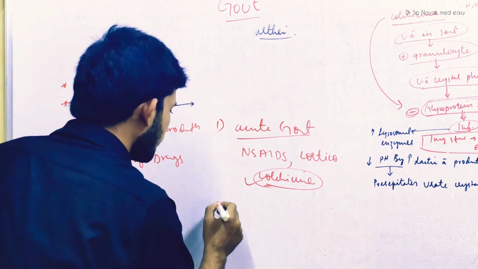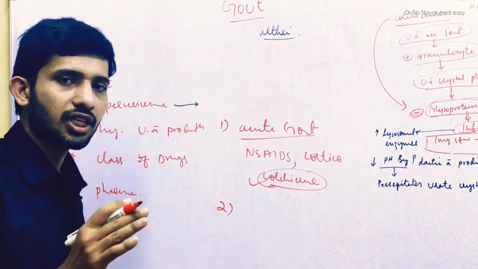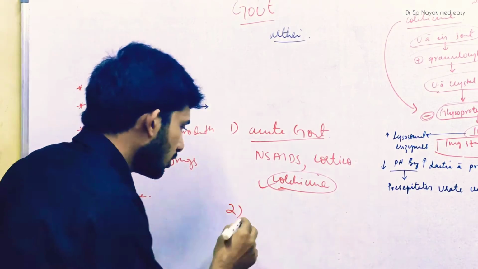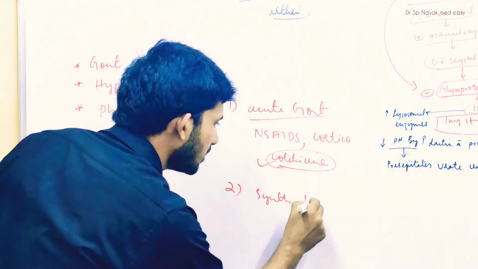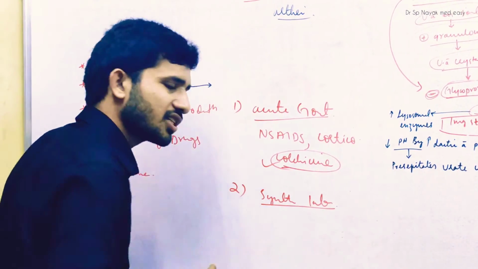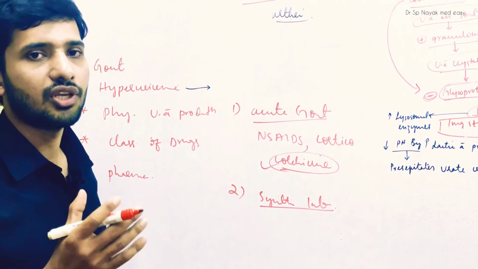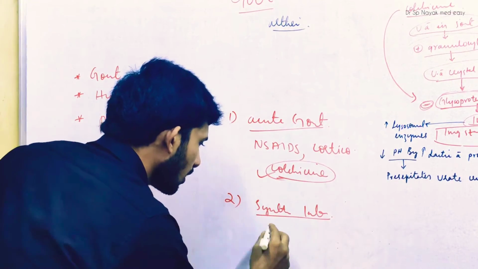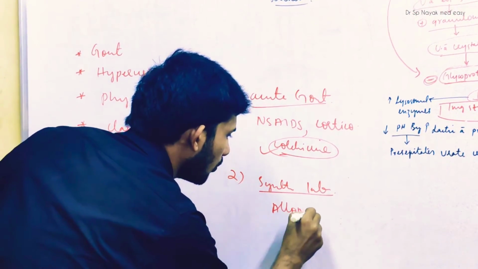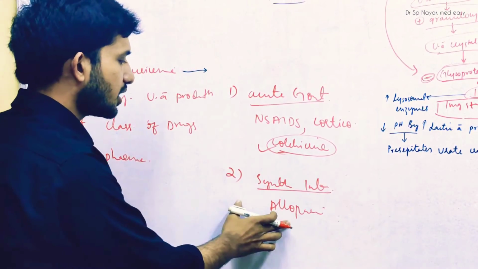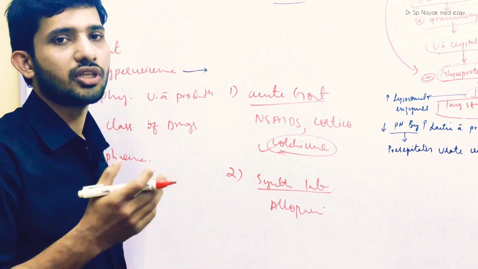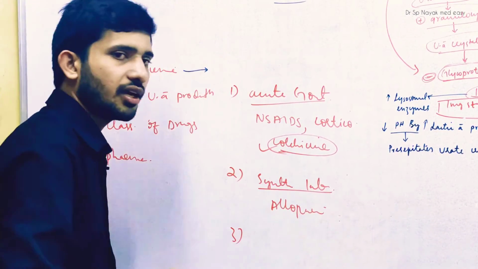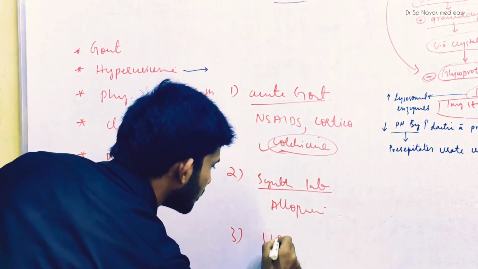The second class of drugs used in gout are synthesis inhibitors, or the drugs which reduce the biosynthesis of uric acid, and in that we have allopurinol. Allopurinol reduces the biosynthesis of uric acid, and by that it reduces the production of uric acid. And the last category of drugs is uricosurics.